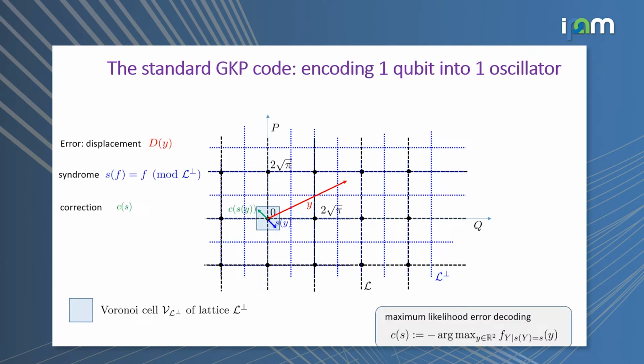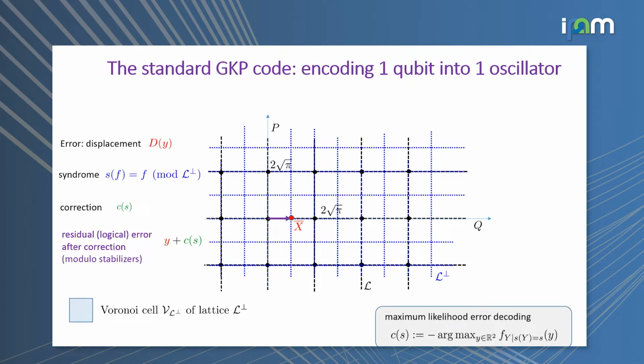And this is what you apply to the system. So the overall displacement is going to be the sum of the red and green vectors, so this purple displacement. And modulo the stabilizer group, this turns out to be a logical X operation. So in this case, we ended up with an error by doing this decoding strategy.